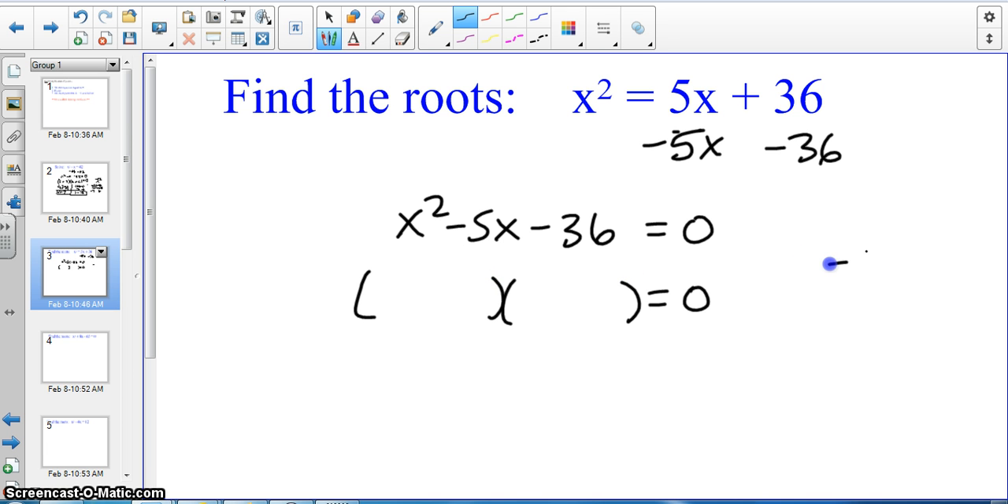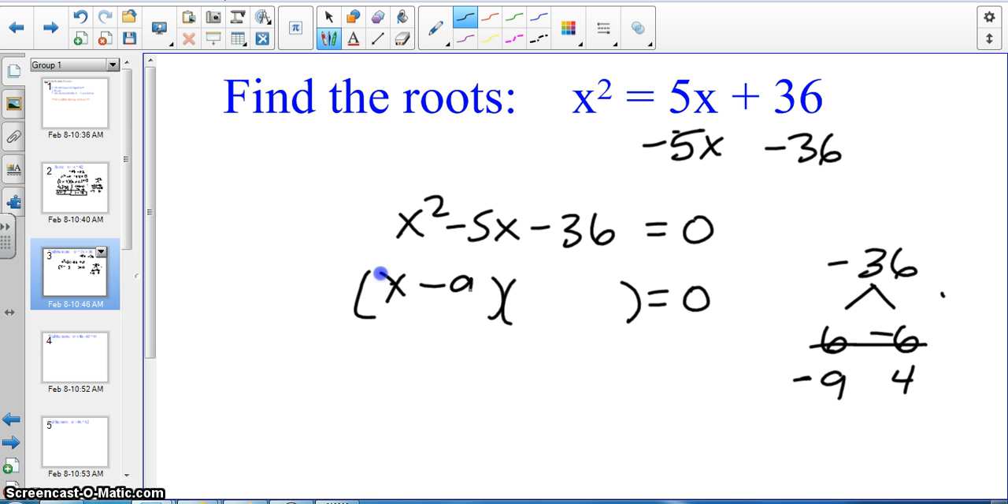So now, two numbers that multiply to negative 36 and add to negative 5. Well, numbers that multiply to 36 are 6 and 6. They have to add up to be a negative number, so my largest number will be negative. Well, here these are the same. Those add up to 0, so that doesn't work. 9 and 4. So think about negative 9 plus 4 is negative 5. There we go. So I have x minus 9, x plus 4.